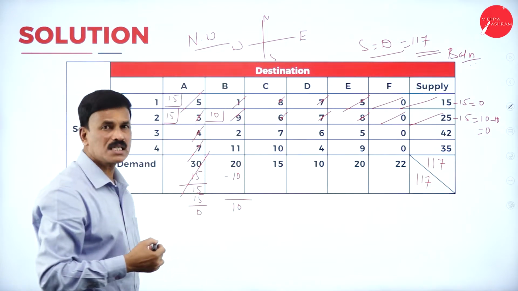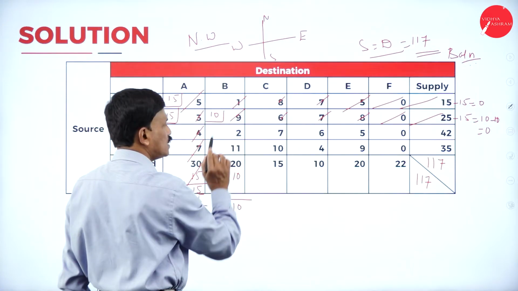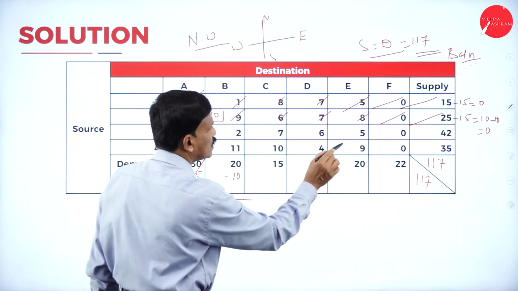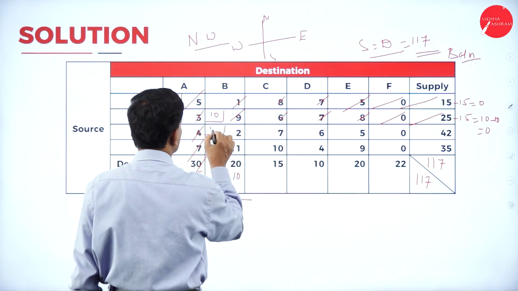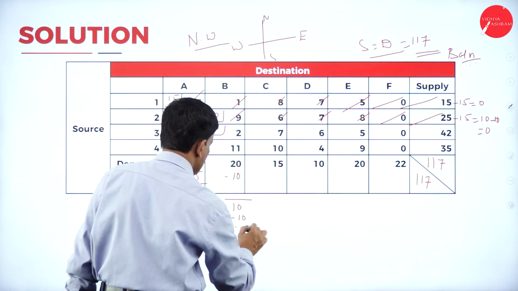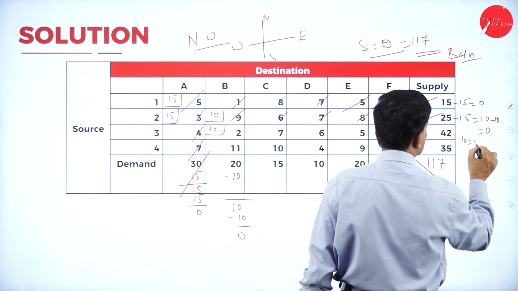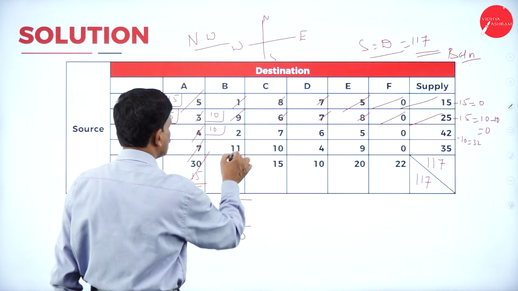Next, let us come to the next north element. The north element is 2 here. For this 2, the demand is 10 and the supply is equal to 42. This is the least value. We can allocate 10 here. 10 minus 10, this is 0. 42 minus 10 is equal to 32 we will get. So once this becomes 0, we can cancel these elements.